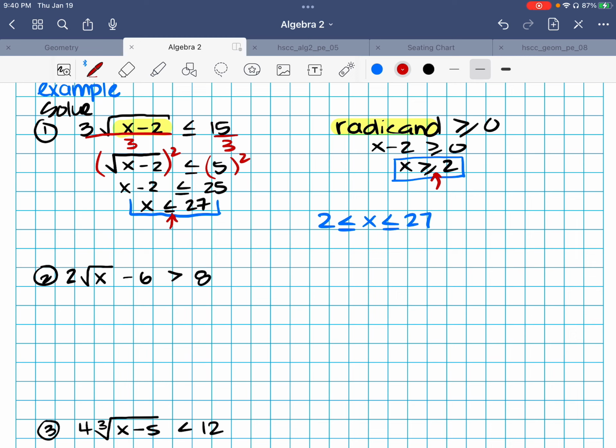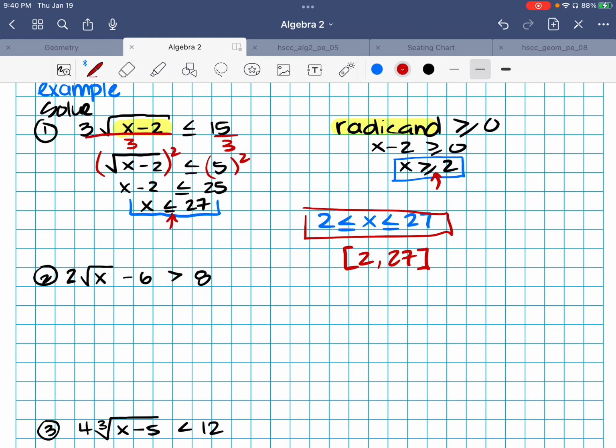So our final answer is going to be that 2 is less than or equal to x is less than or equal to 27. Or in other words, x lies between the values 2 and 27, including the points 2 and 27. All right, so let's try this again.